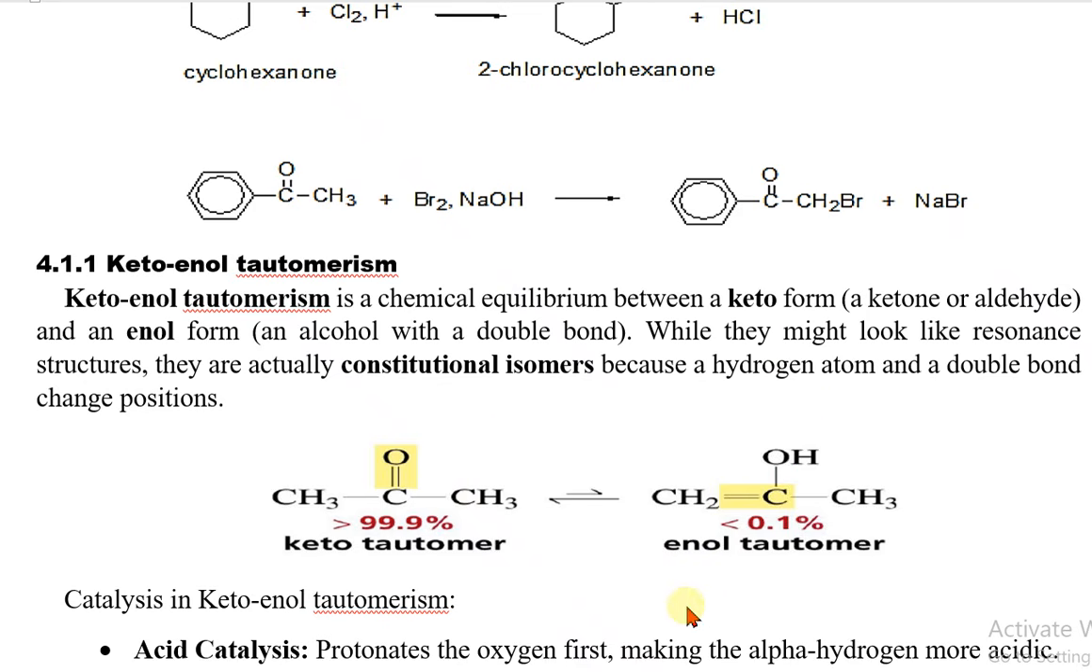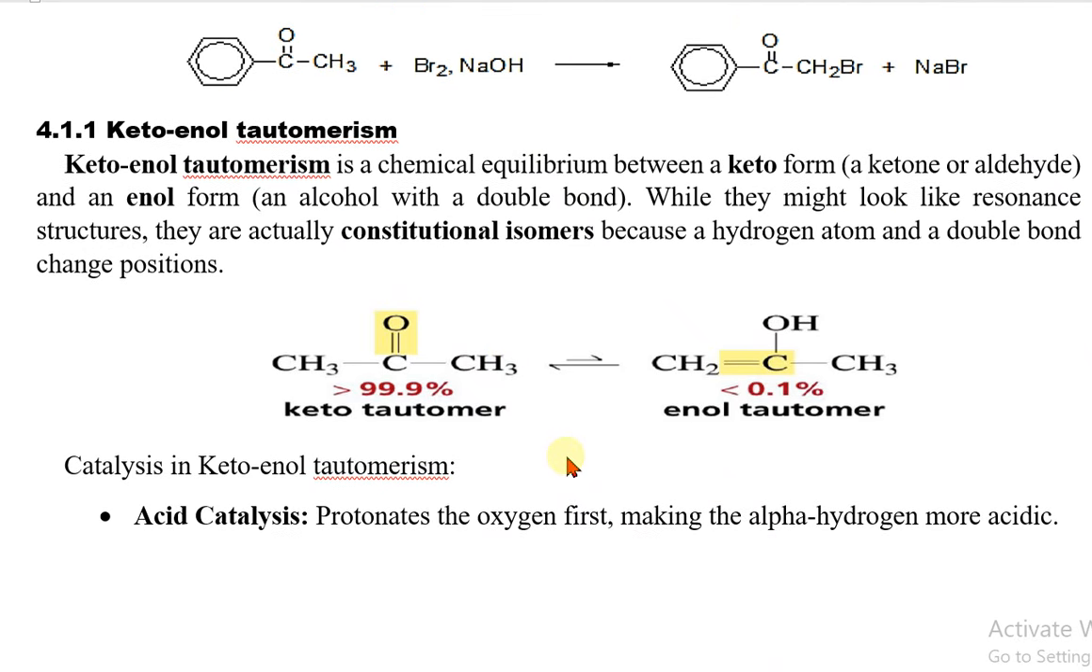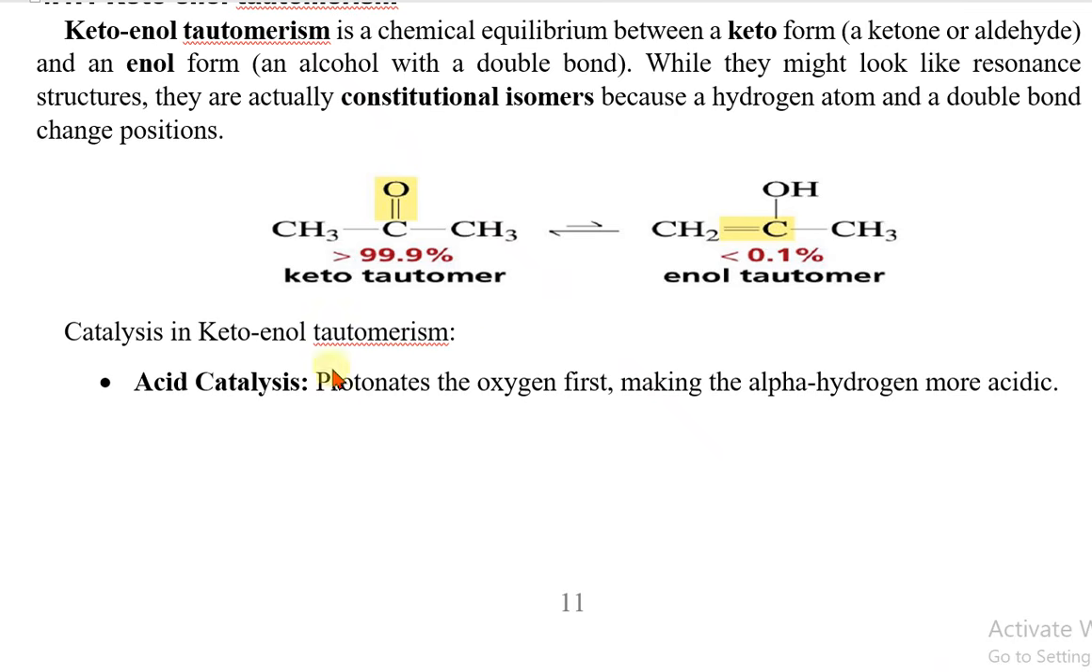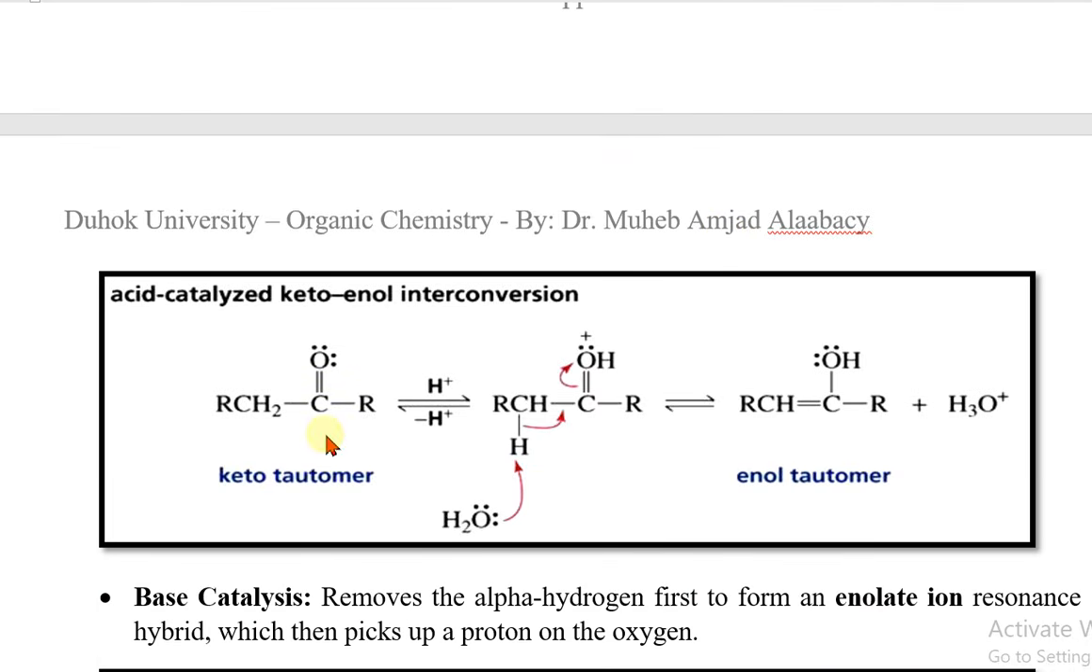By a mechanism, and it can also be catalyzed by acid. Keto-enol conversion is catalyzed by a catalyst. The acid catalyst is used to protonate the oxygen first, making the alpha hydrogen more acidic. So with acid, the oxygen is protonated, and now the alpha proton is removed to give this enol tautomer.